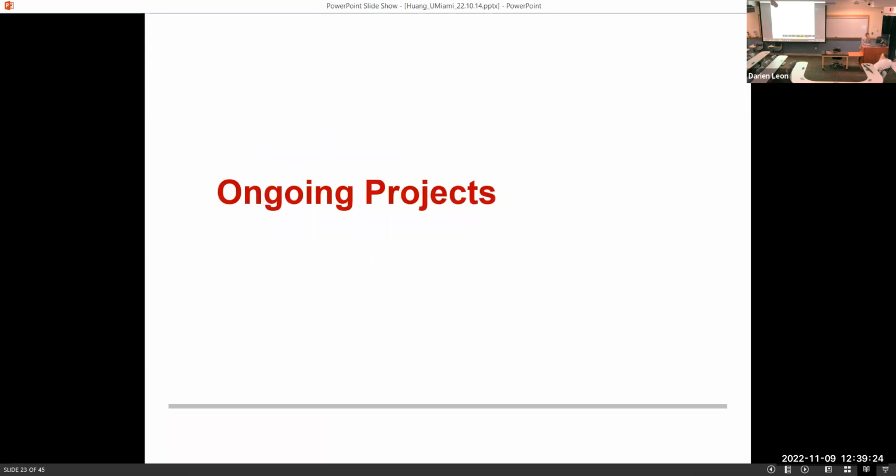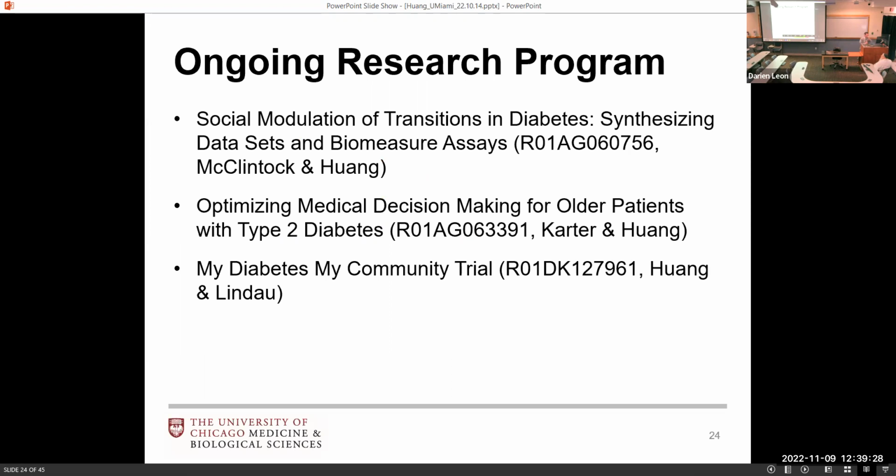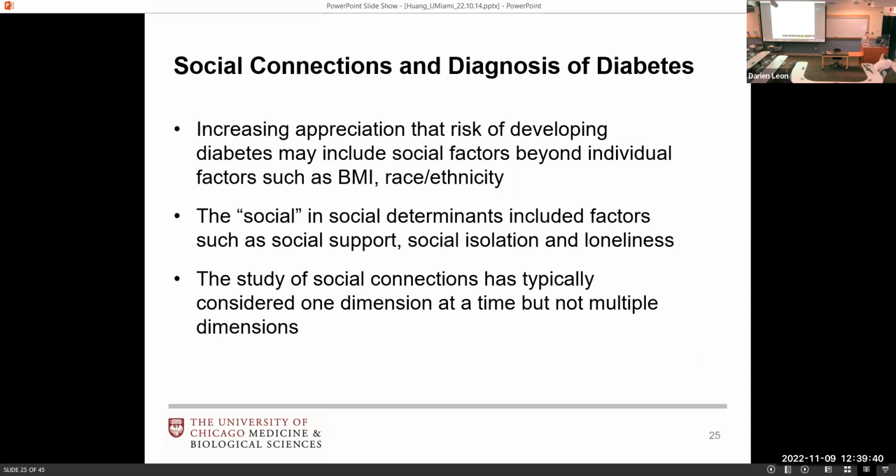So I want to move briefly to ongoing projects that I want to feature. These are all related to diabetes in older adults, and just for fun, show you some new findings. Some of them are not yet published.